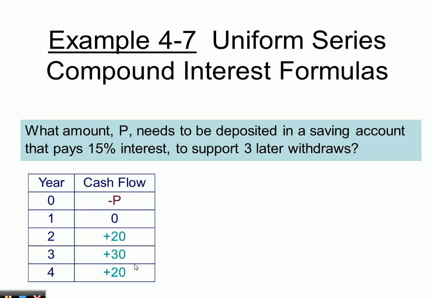So if we have it like this, this is a cash flow diagram. Again, we can have different ways that we can find the equivalent amount, the present sum of money that would be equivalent to these withdrawals at a 15% interest rate, of course.